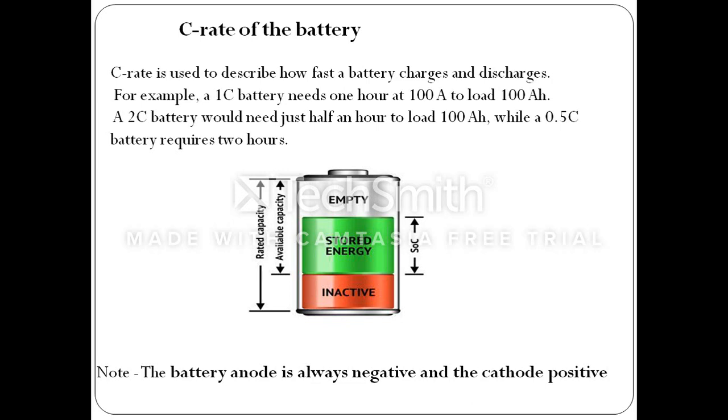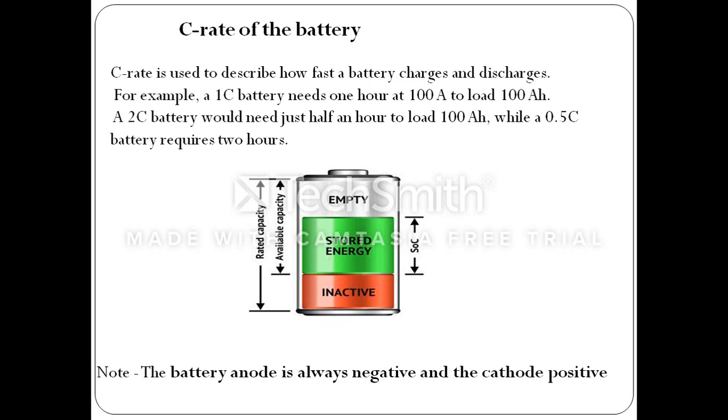For example, a 1C battery needs 1 hour at 100 ampere to hold 100 ampere hour. A 2C battery would need just a half hour to load 100 ampere hour, while a 0.5C battery requires 2 hours. So that is the C rate of a battery.